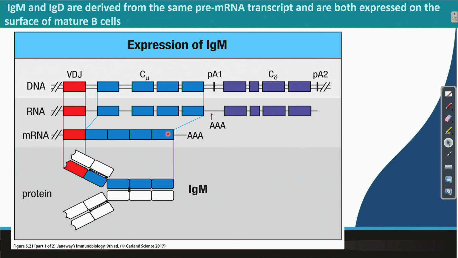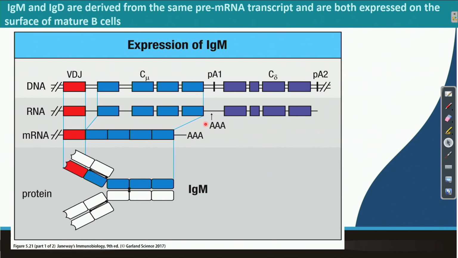In one splicing, what is happening? VDJ is there and then only C mu is spliced. As there is already a poly A signal, the mRNA has only the C mu part, where the internal introns are spliced out and the exons come together. So, the product of this mRNA is actually IgM. And this is a very good example of alternate splicing.